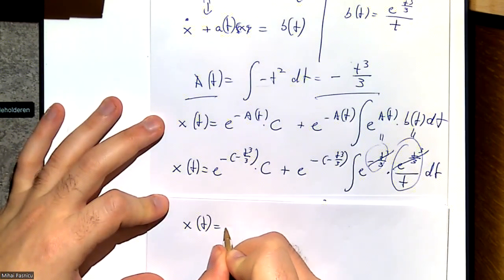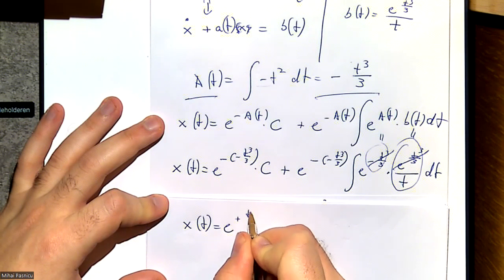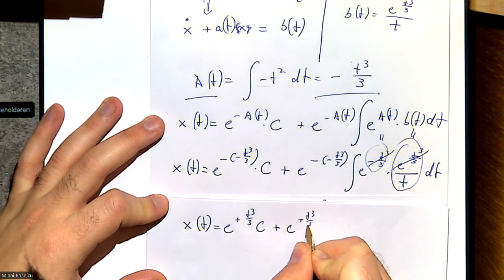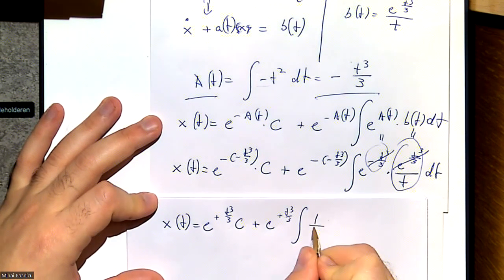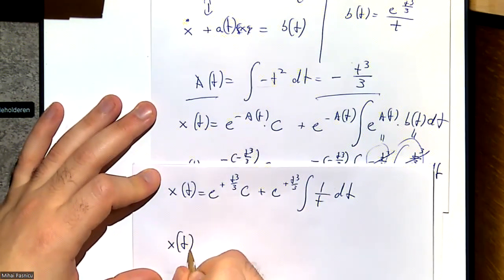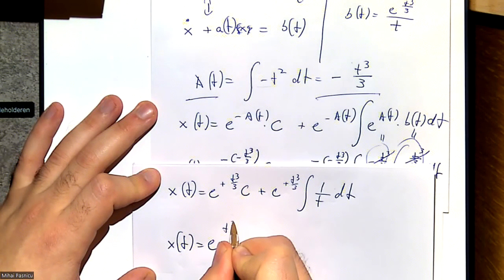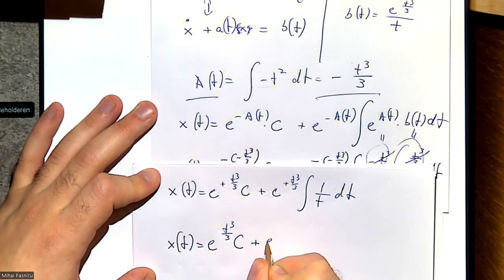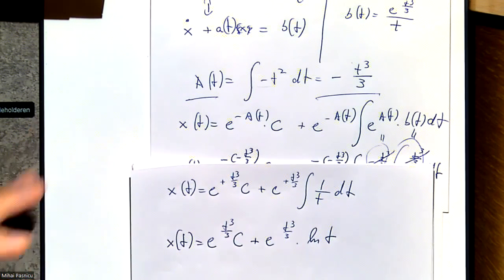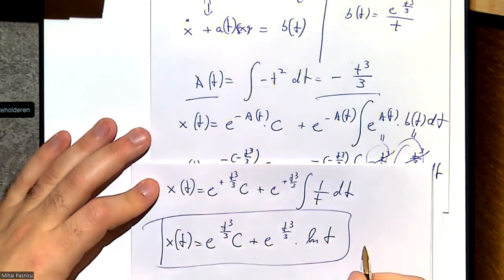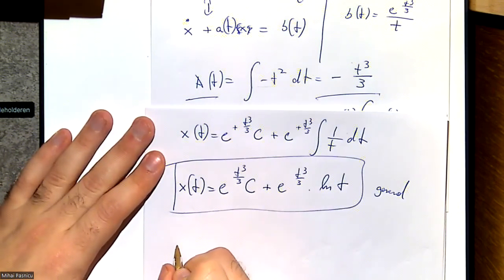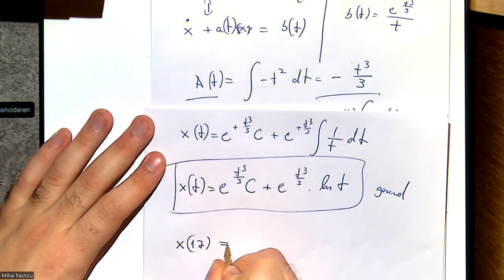We have x of t is equal to e to the minus t cubed over 3 times a constant, plus e to the minus t cubed over 3 times the integral of 1 over t dt. What is this integral? It's just log of t. So my general solution is e to the minus t cubed over 3 times a constant, plus e to the minus t cubed over 3 times ln of t. That is the general solution. General. Now, they're asking me for a particular solution such that x of 17 is equal to 10.